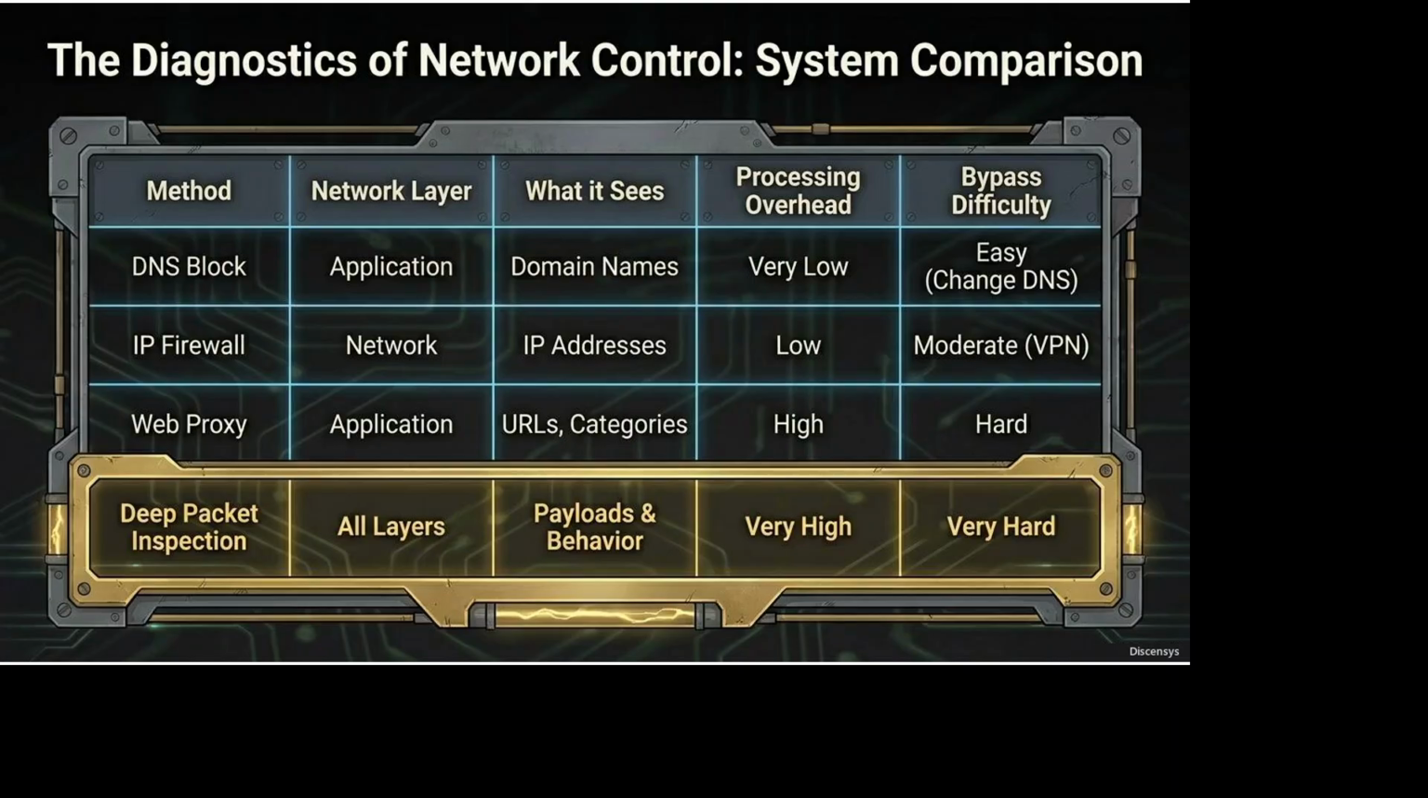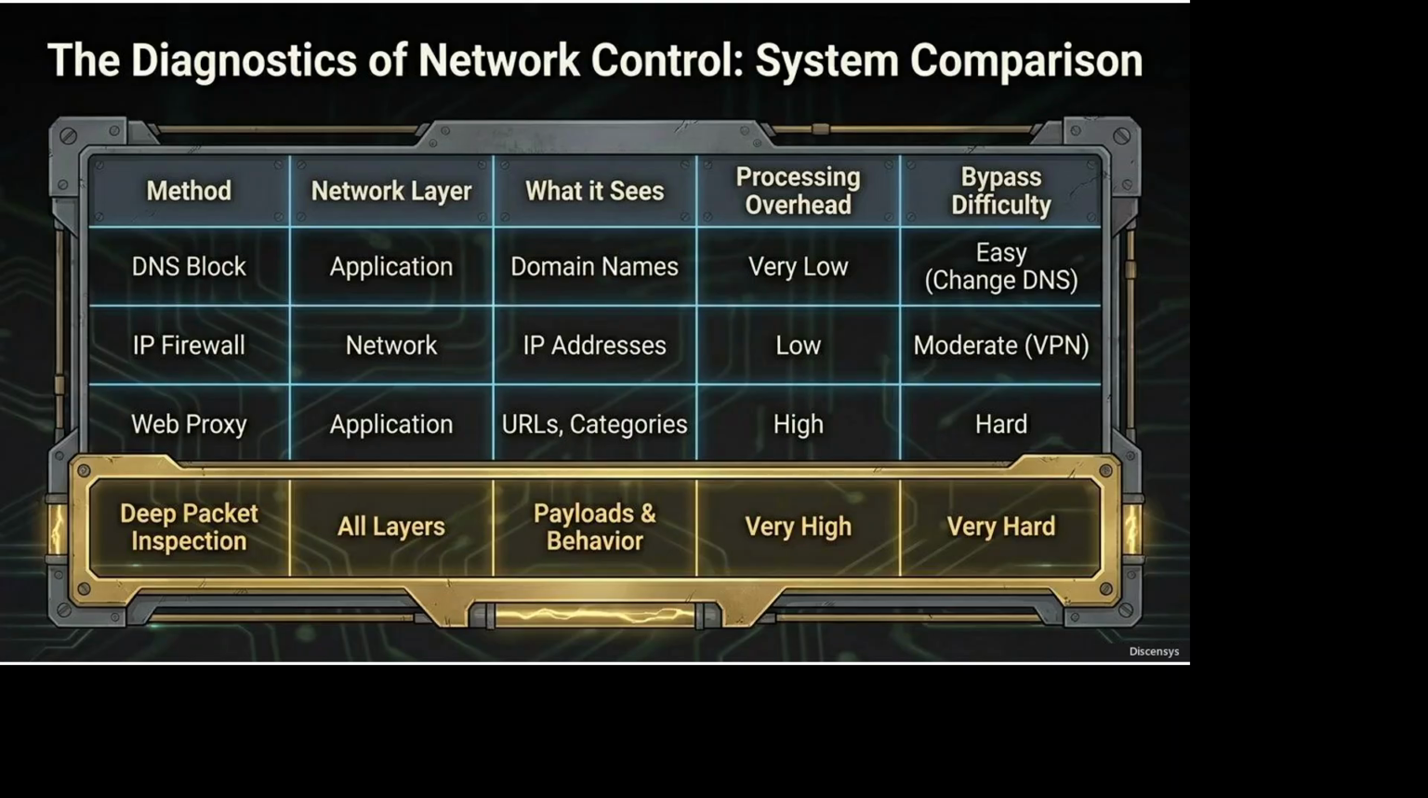Coming to IP filter, it sees the destination, that is the IP addresses, and it lies in the network layer. Its processing overhead is very low, while its bypass difficulty is moderate. And the proxy, that is web proxy, right? It lies in the application layer, and what it sees: URLs, categories, and all. Its processing overhead is very high, and its bypass difficulty is very hard also.